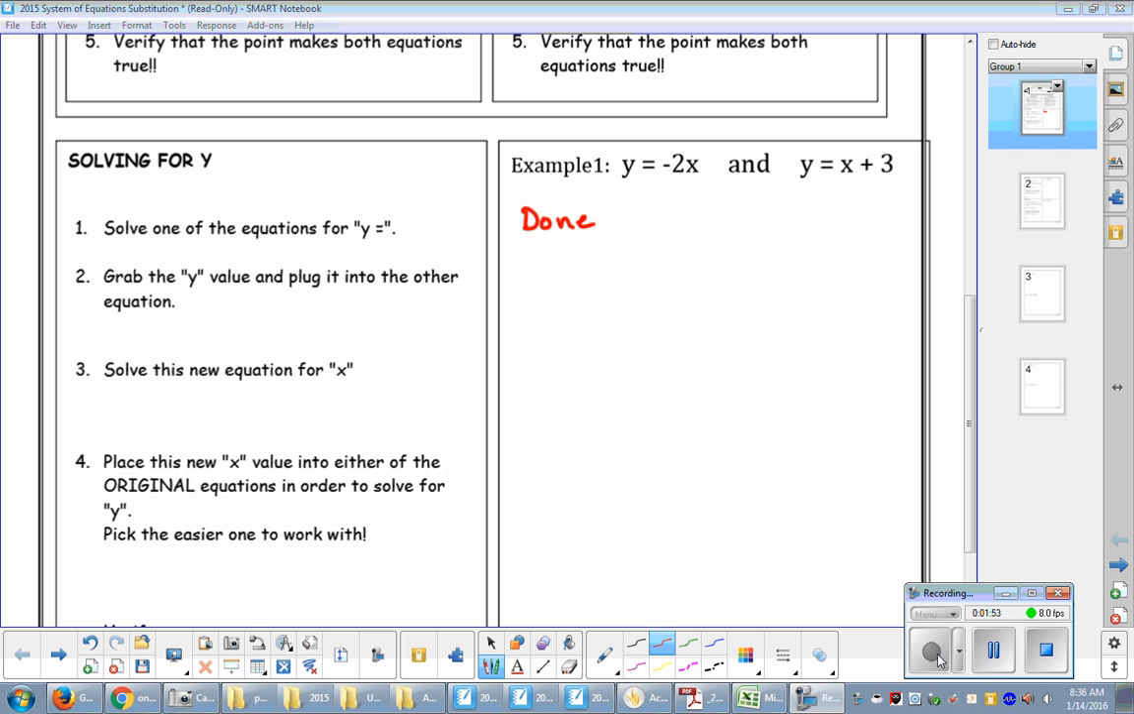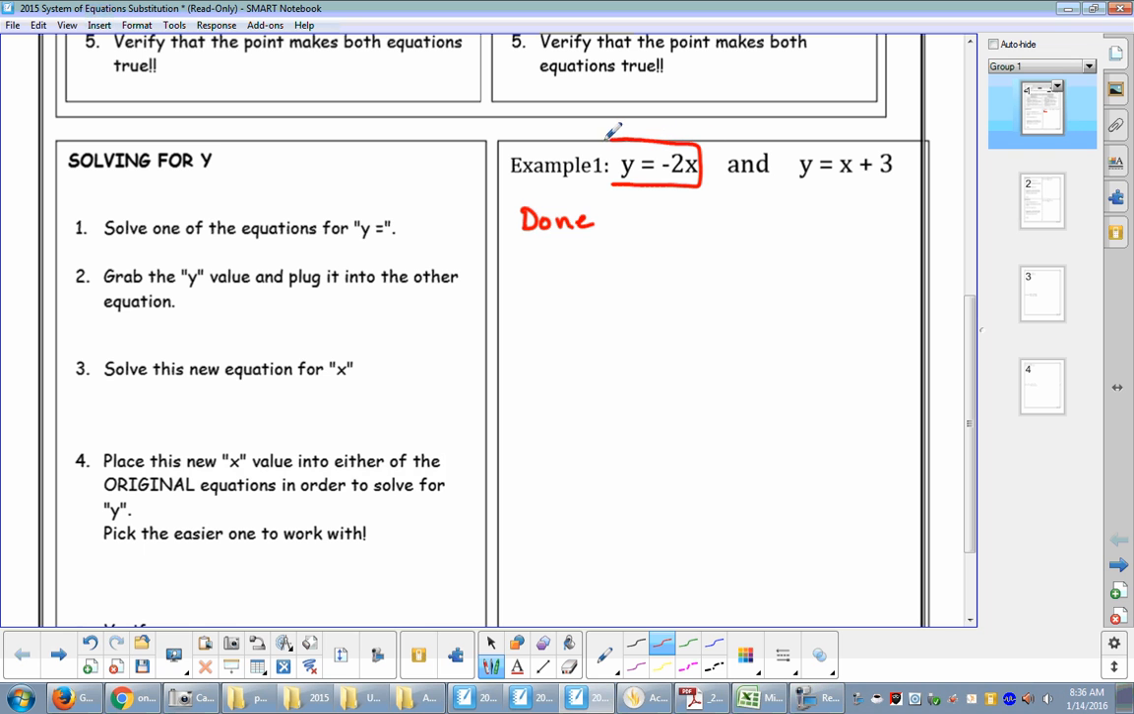All right, next, I'm going to get the y value and plug it into the other equation. So in this case, I'm going to get this value for y, and I will replace the value of y in my second equation. Here's what's going to happen. I'll take this and plug it into my y here. So I will have here x plus 3, but the y is equal to negative 2x.